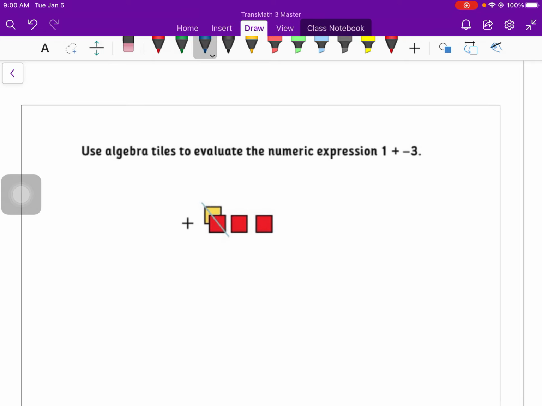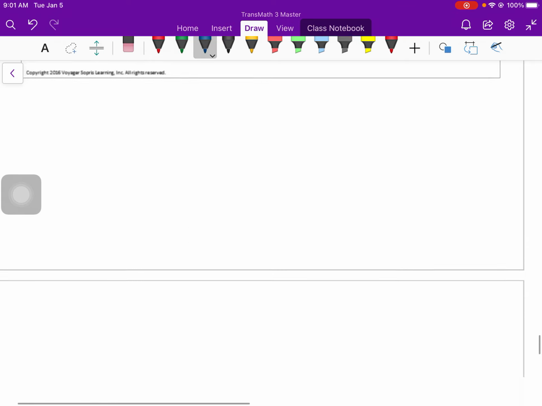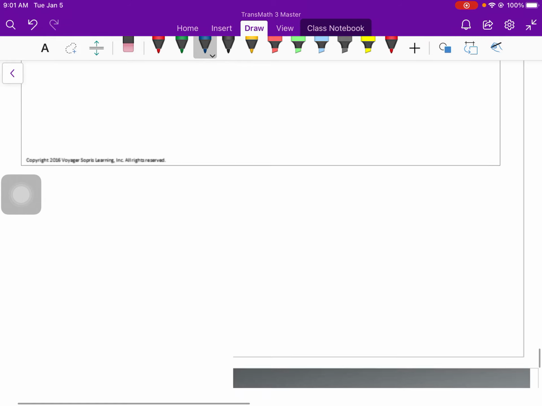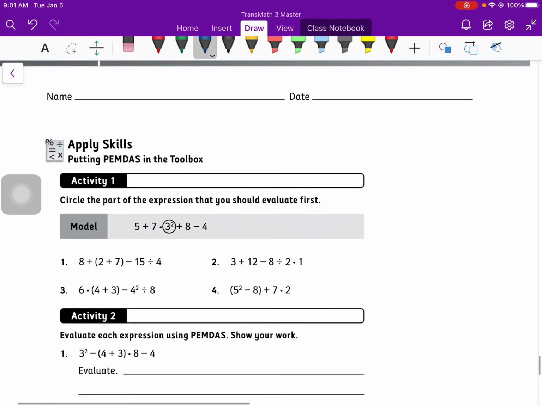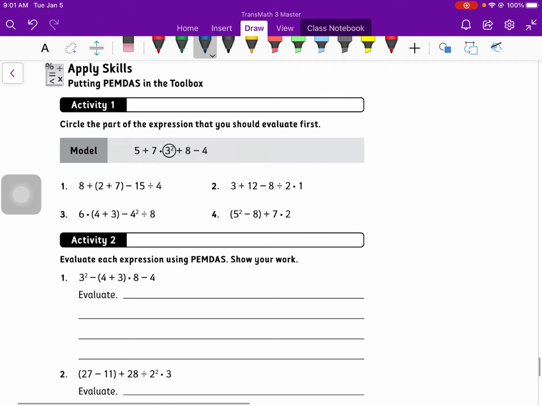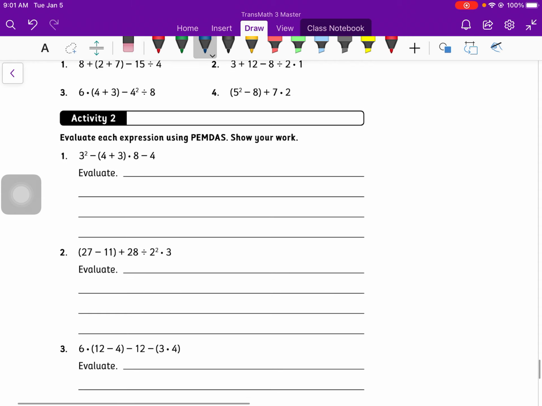All right, so they just stack them up vertically instead of horizontally like I did. That's totally fine, because I get the exact same answer. Now, for the work that you're going to do right now, activity 1, all you are doing is circling the thing you would do first. You do not have to solve those. Just circle the thing you would do first.